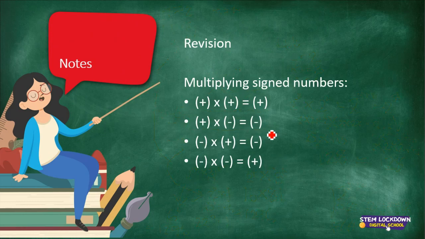So when we punch negative 2 times negative 2, notice it is positive 4.